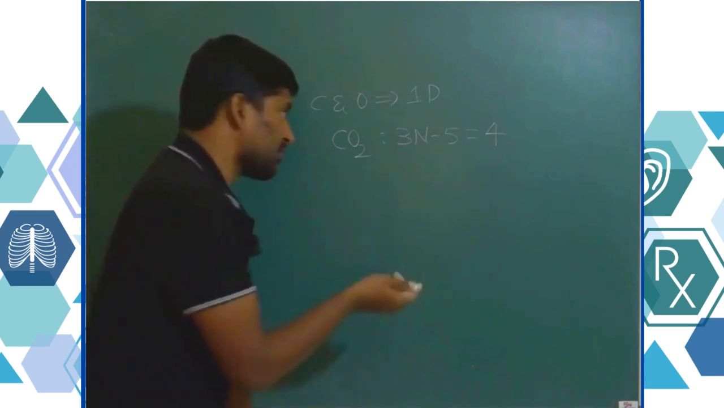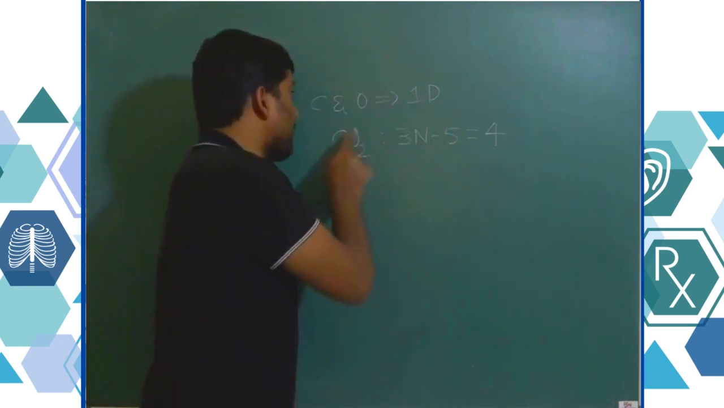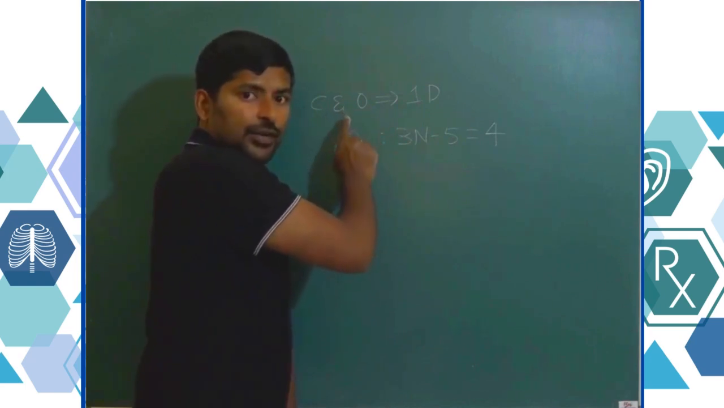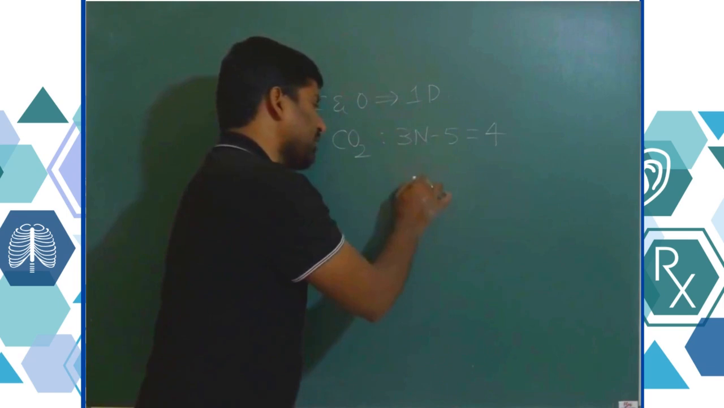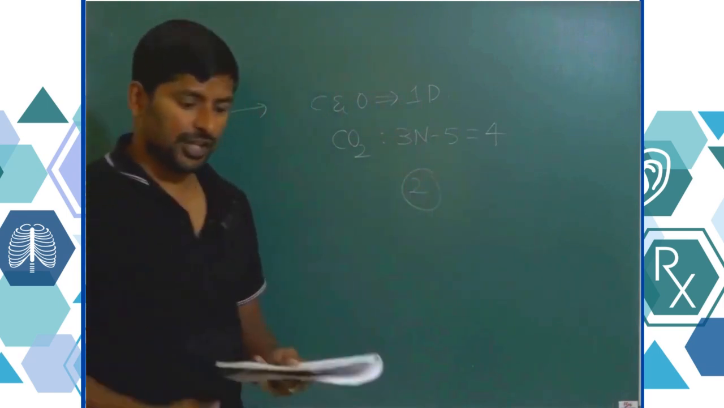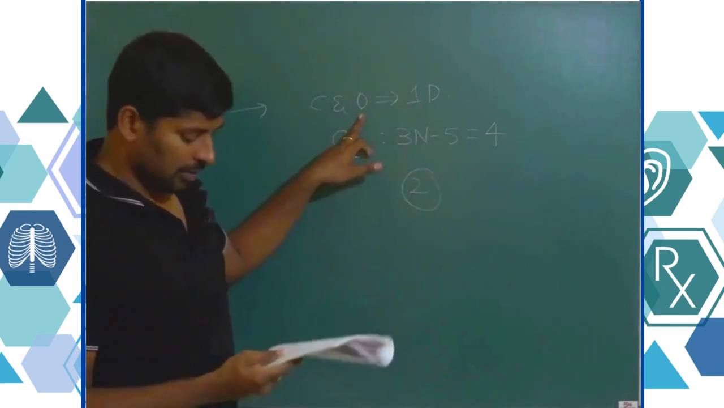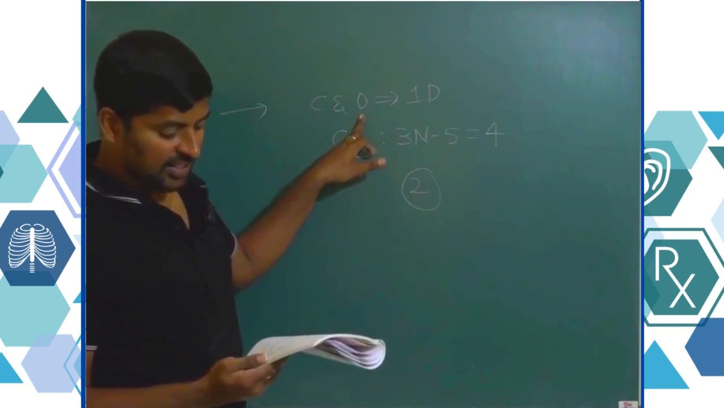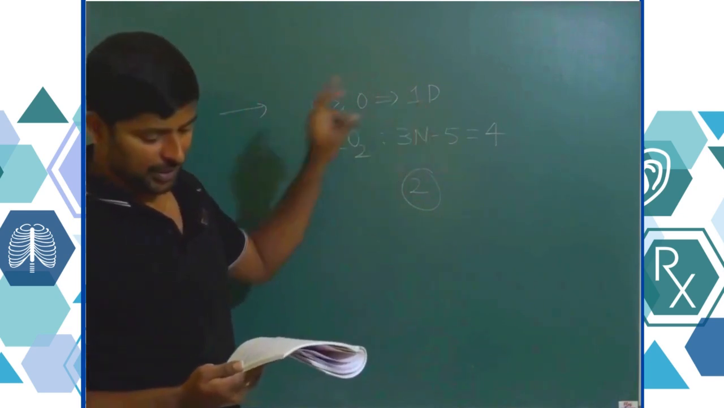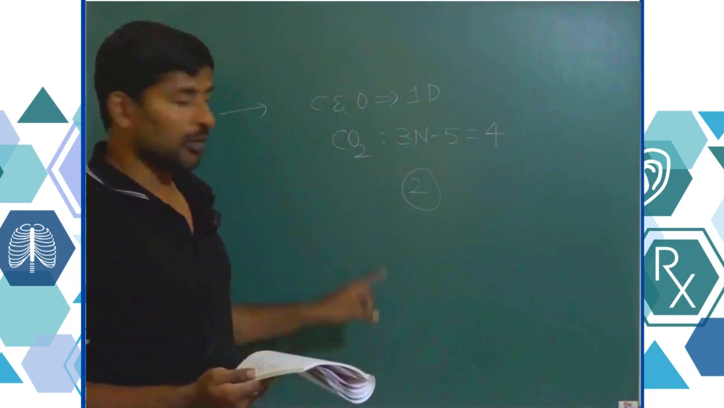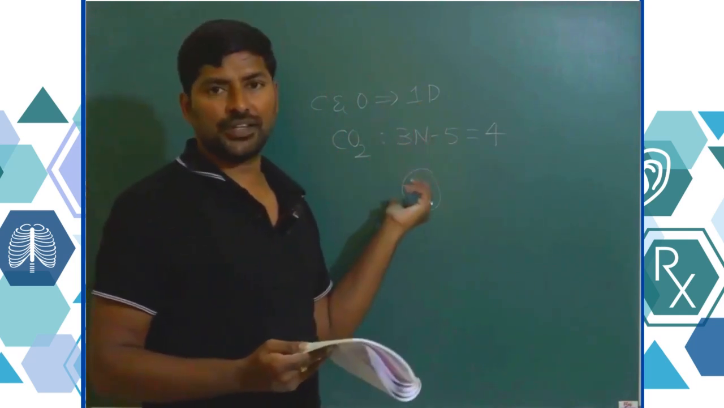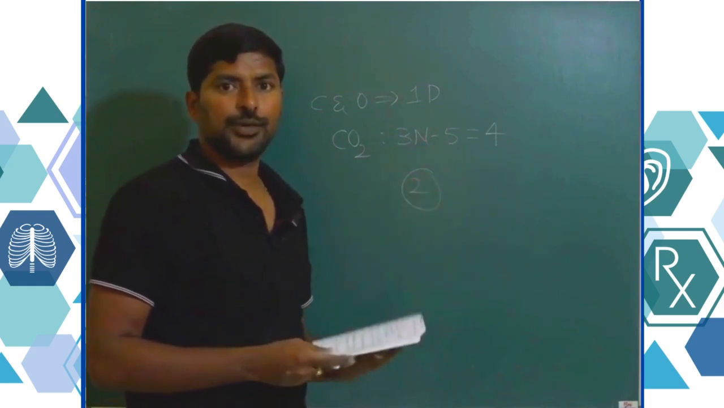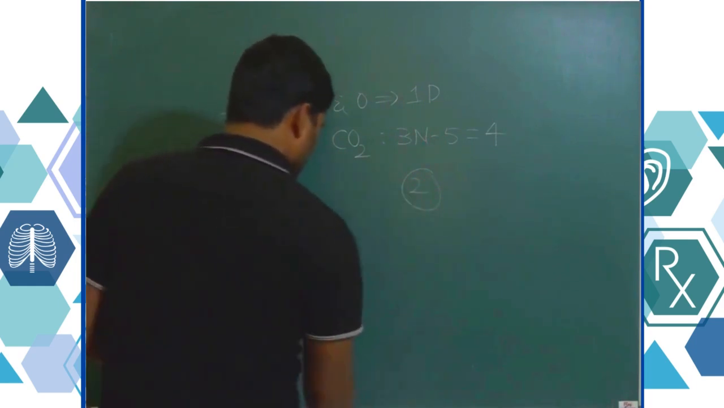How many stretching vibrations are possible? 2 stretching vibrations, n minus 1, 3 minus 1. One is symmetric stretching, another one is asymmetric stretching. Okay, what is the question? If carbon and oxygen are constrained to move in one dimension, then the normal modes of vibration of CO2 is 2 only. Bending vibrations we don't have to consider.